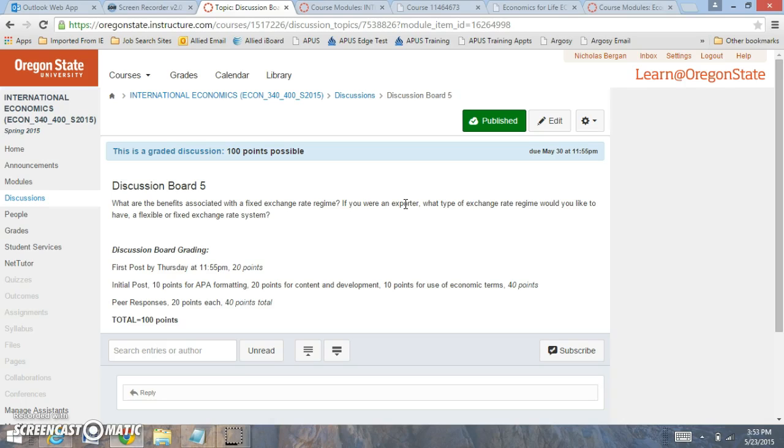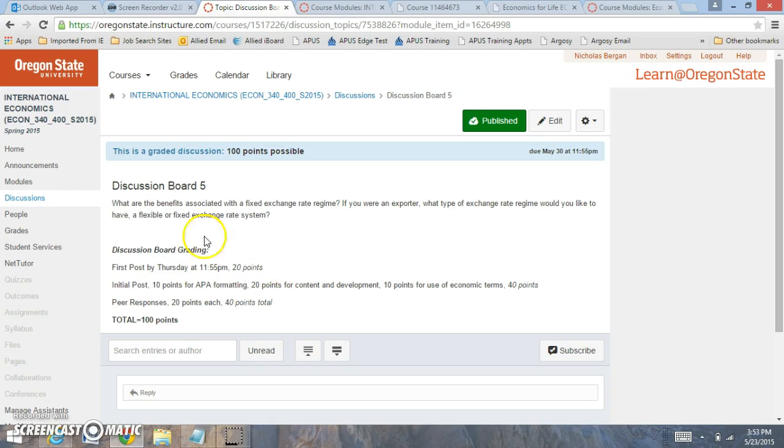So you want to explain the benefits of having a fixed exchange rate and some of the costs of having a fixed exchange rate. Now, if you're an exporter, what are some of the benefits of this fixed exchange rate compared to a flexible exchange rate? And the key to this is, if I'm an exporter, I want to focus on trying to export more. So what exchange rate system would allow me to export more? And that's where you want to focus your thoughts.